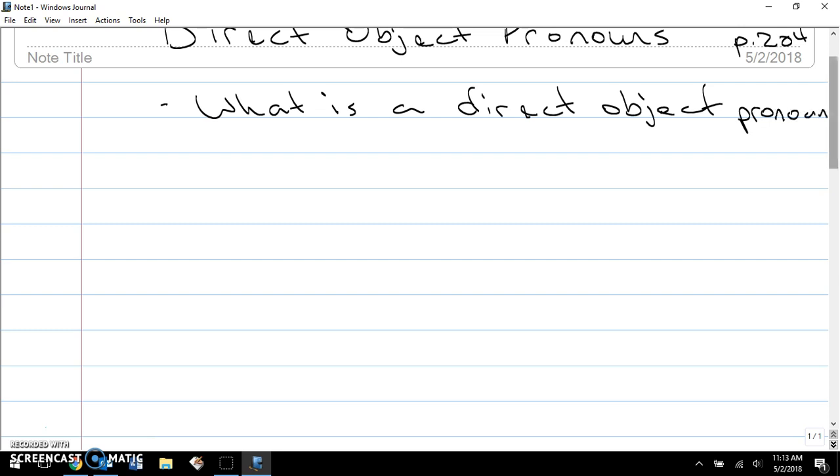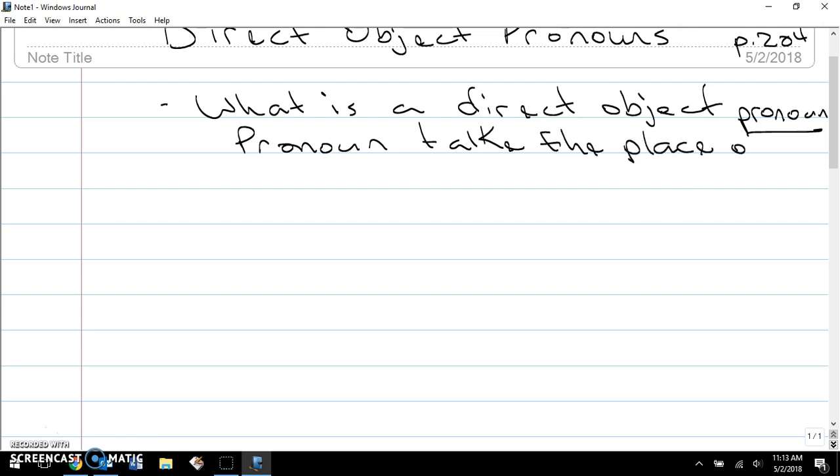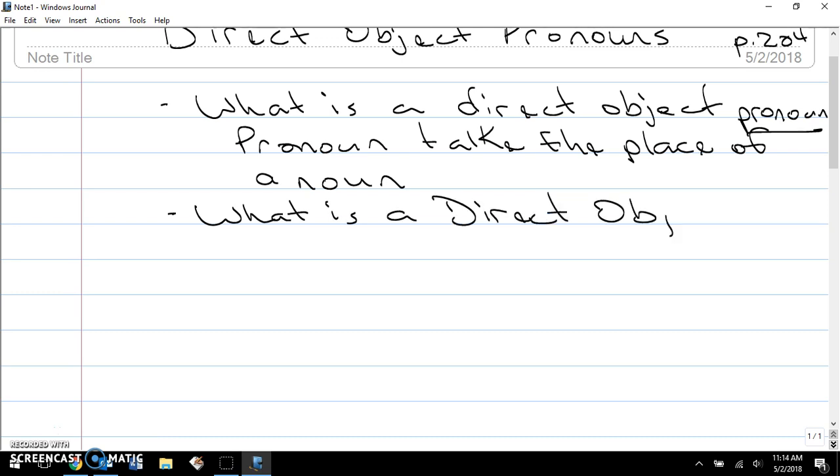Now, before we get into this in Spanish, let's make sure we take care of the English part. Pronoun we know. A pronoun takes the place of a noun. Now all we got to figure out is what is a direct object. And let me back up a minute. So a direct object pronoun is going to take the place of a direct object.